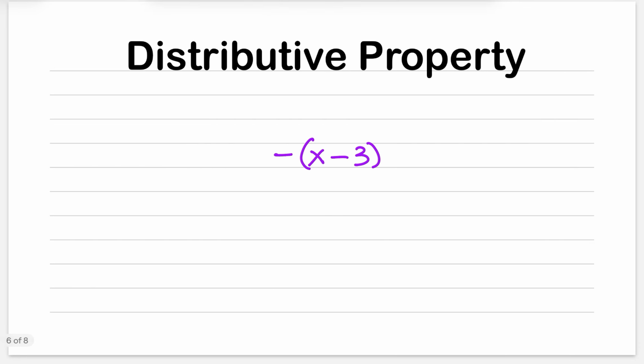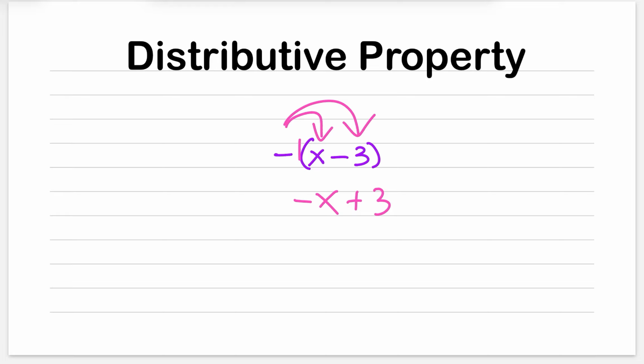What if you have subtraction inside your parentheses? It's going to do the same thing. Just think of that as a -1. So -1 times x gives us negative x. -1 times -3 gives us a positive 3. So the answer is negative x plus 3.